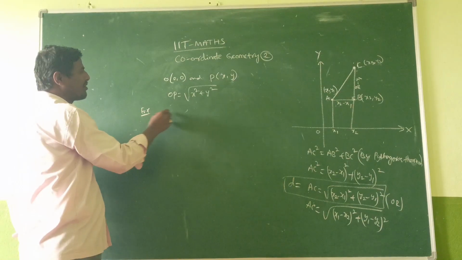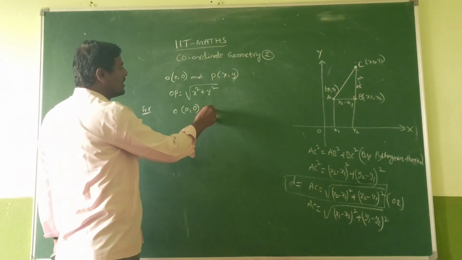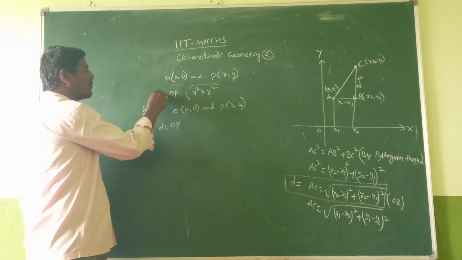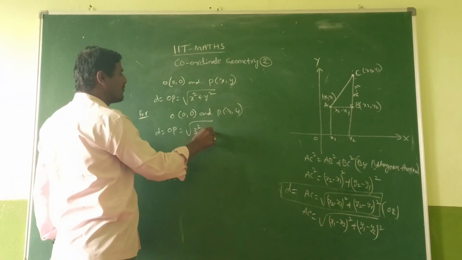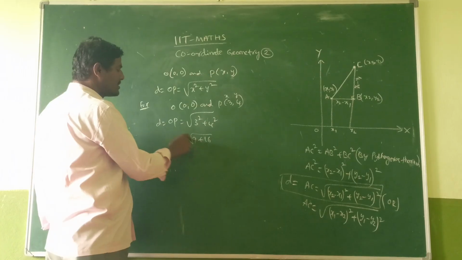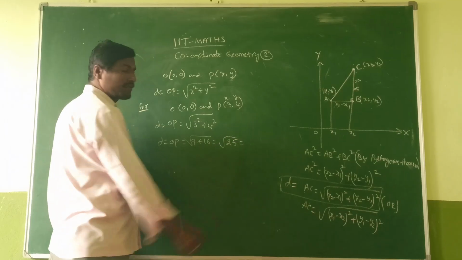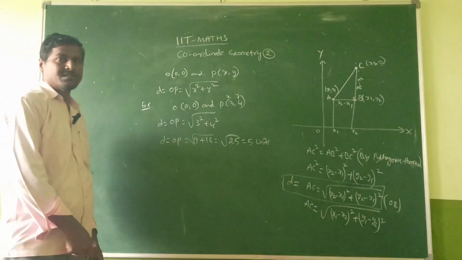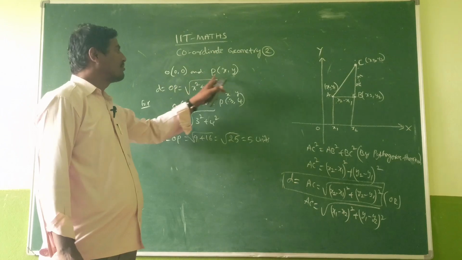For example, we have to find the distance between the point O (0, 0) and P (3, 4). Now the distance OP, using this formula, equals the square root of 3 square plus 4 square. This is x, this is y. So 3 square equals 9, 4 square equals 16, that equals the square root of 25, which is 5 units. So distance can be measured in some units. This is the formula to find the distance between two points, and from the origin to one point.